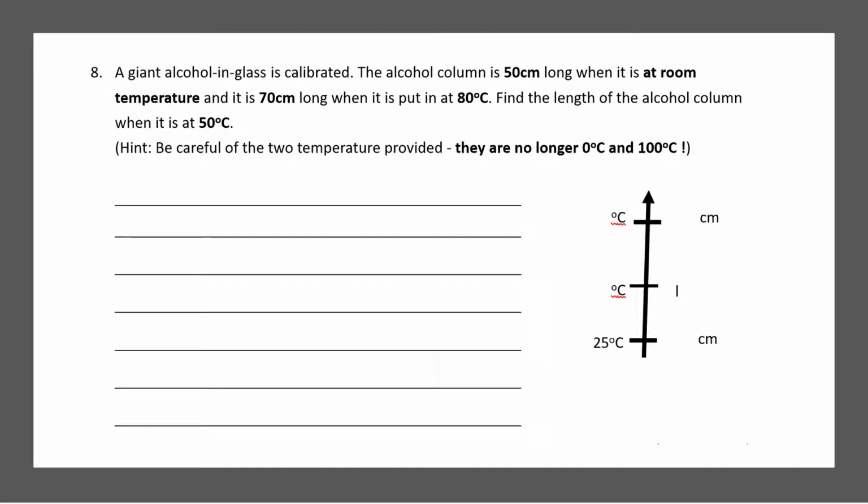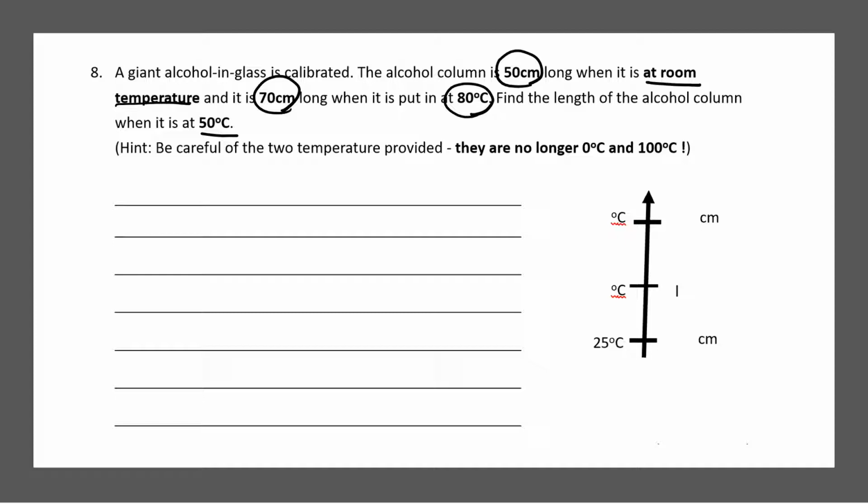All right, now you have to note that question 3 to question 7 are not included in this video. If you have problems, you can come to me. Now let's take a look at question 8. A giant alcohol in glass thermometer is calibrated, and the length is 50 cm at room temperature, and it is 70 cm at 80 degrees. Now you have to find the length at 50 degrees.